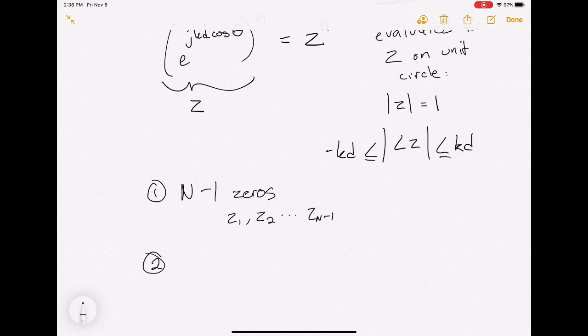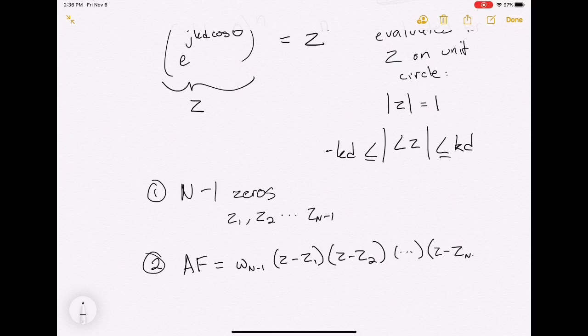Second point, since in general you can factor a polynomial in terms of its zeros, you could say that the array factor can be written as the very last amplitude weight times z minus z1 times z minus z2 times all of the other ones, z minus z N minus 1, like that.